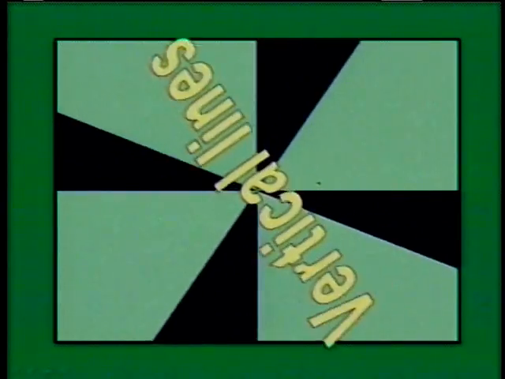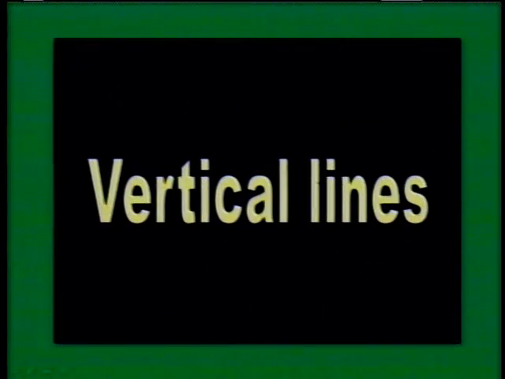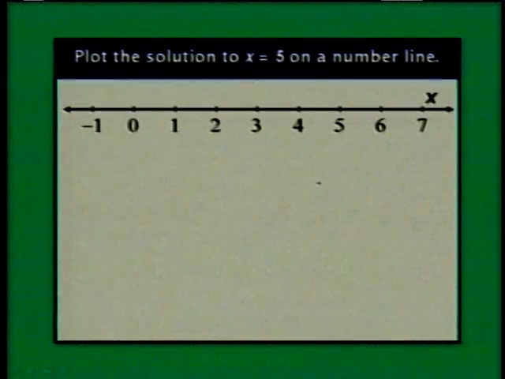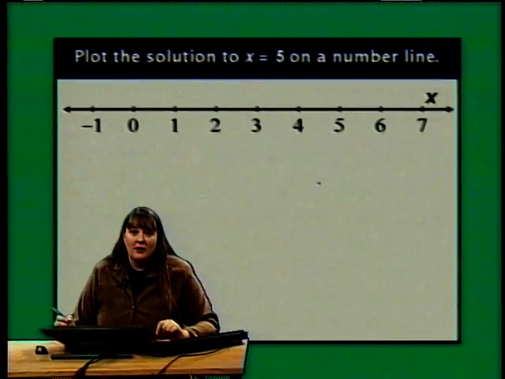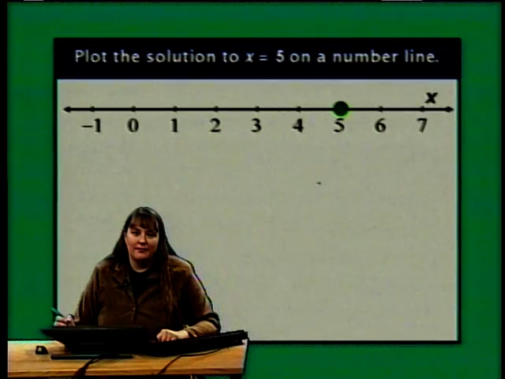So that being said, let's start by looking at vertical lines. The first thing I want to do is go back to a number line. Let's plot the solution to x equals 5 on a number line. We did this quite a while ago. It's actually quite easy. There's only one solution to the equation x equals 5. That's the number 5. So all that we would do is put a point at 5 on the number line.